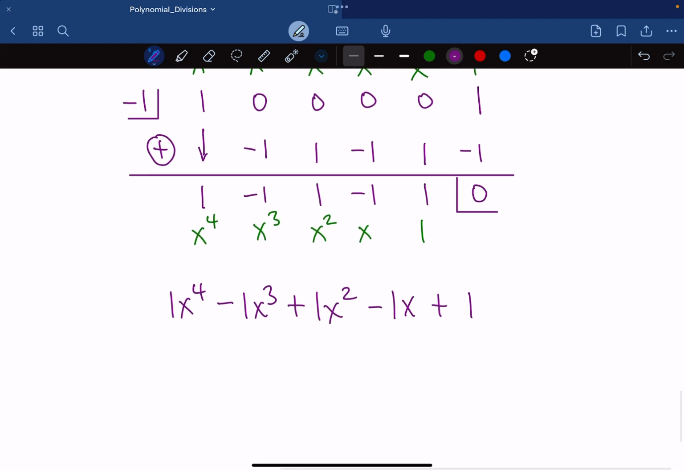And you definitely do not have to write down all these ones. Normally you would just write x to the fourth minus x cubed plus x squared minus x plus 1. And that is the final answer for this synthetic division.